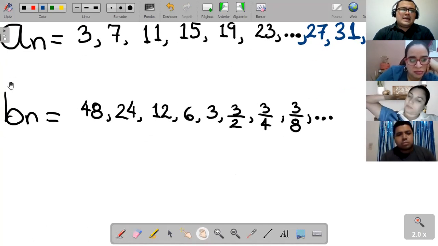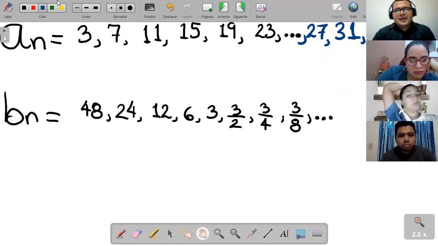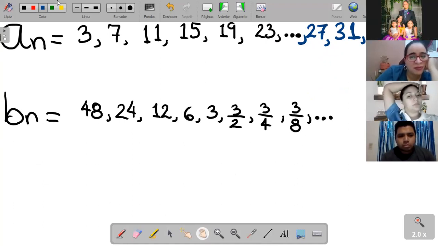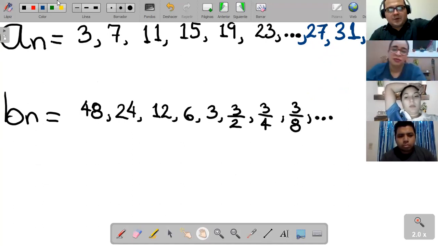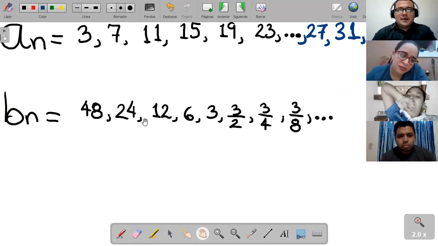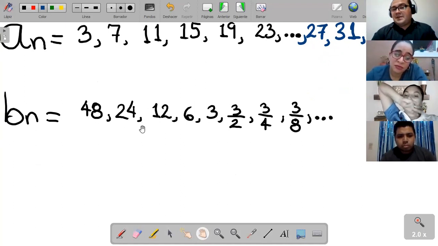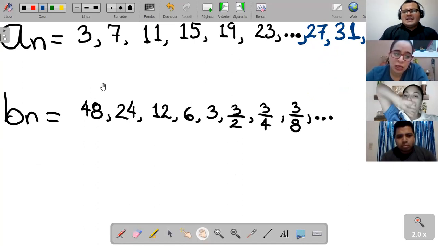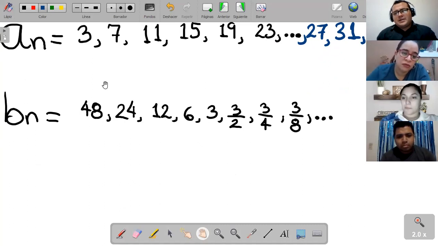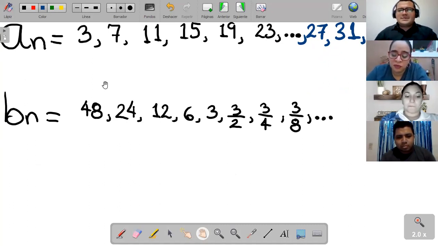You have another one. And again, it's a capital letter, but it has to be a little bit bigger. And this one, we have to work on probably something different. So I don't know who can tell me what is the next term in here. We start with 48, then we go with 24, then we go with 12, then we go with 6, with 3, with 3 over 2, with 3 over 4, 3 over 8. So what is the next one?